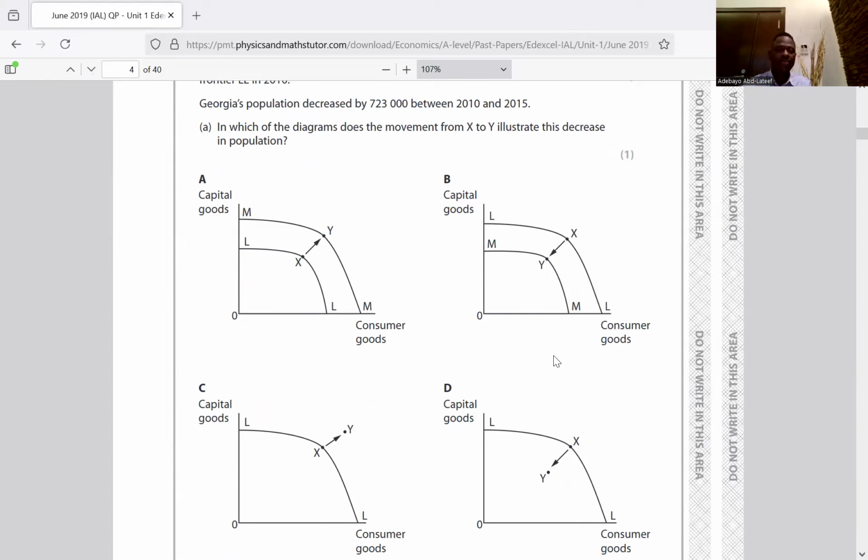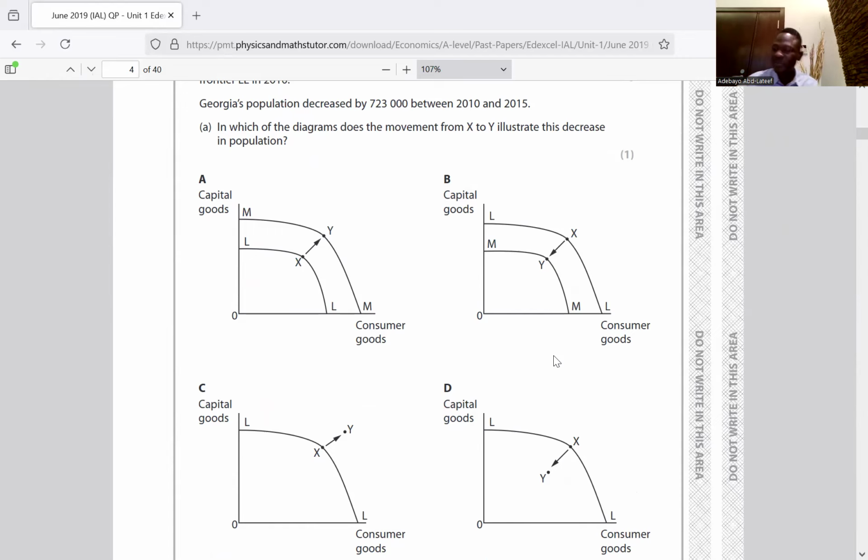So go to C. C, X to Y. Y is not attainable because the economy stops at X. So the boundary is at X. So there are no resources to reach Y. So it is unattainable, which means C is not correct. And D, from X to Y here, it's inward, and this simply means there are unemployed resources. So that means the economy is not even reaching its full potential. Yes. So it is not D. So the answer is B.